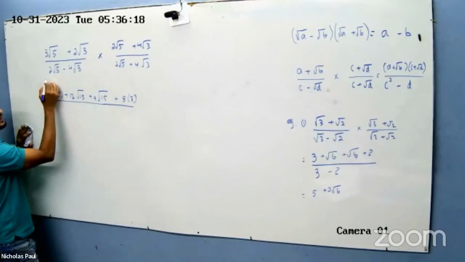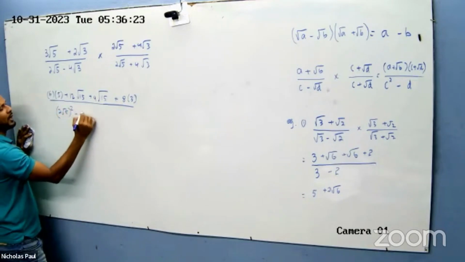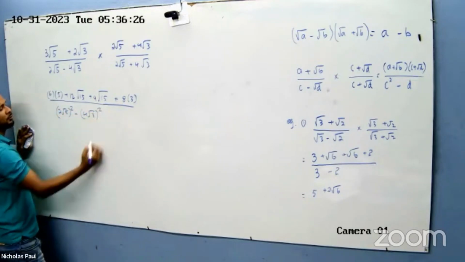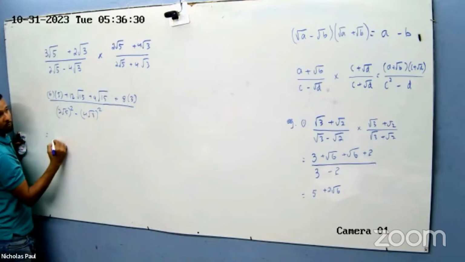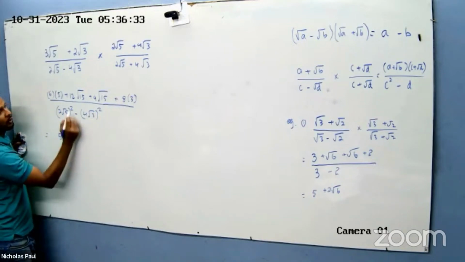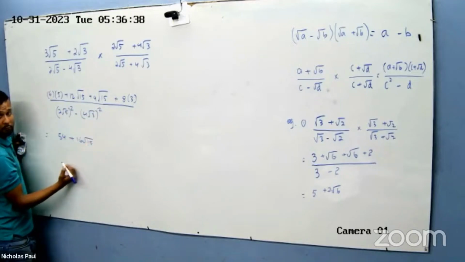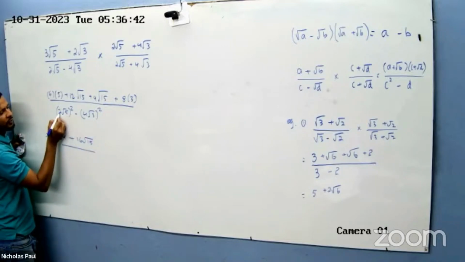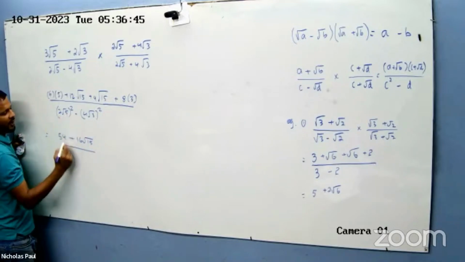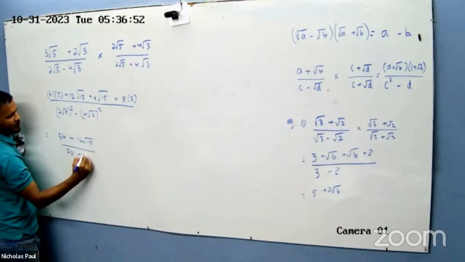And the denominator is just 2 root 5 squared minus 4 root 3 squared. The numerator is what? 30 plus 24, that's 54. 12 plus 4, that's 16, all over 2 root 5 squared. 2 squared is 4, 4 by 5 is 20. 4 squared is 16, 16 by 3 is 48.